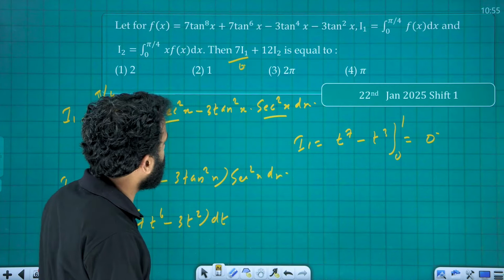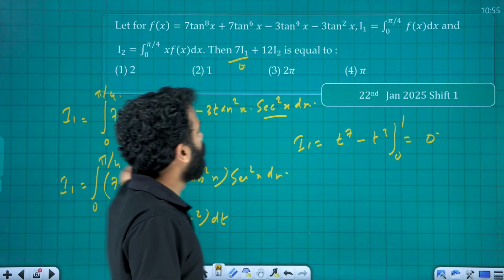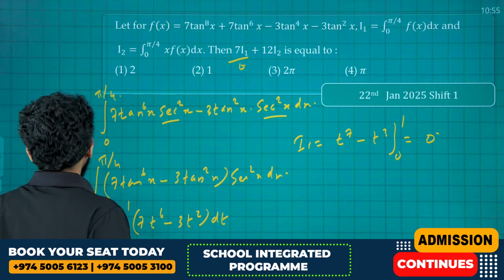Therefore we need to find I2. What is I2 actually? I2 is equal to the integral from 0 to pi by 4 of x into f of x dx. And the next slide.